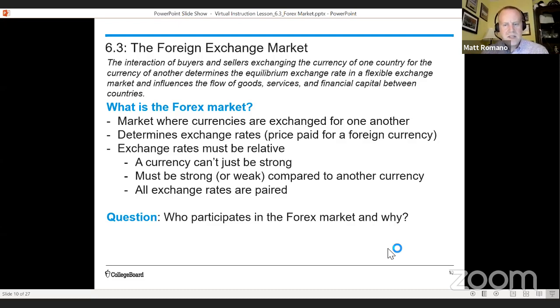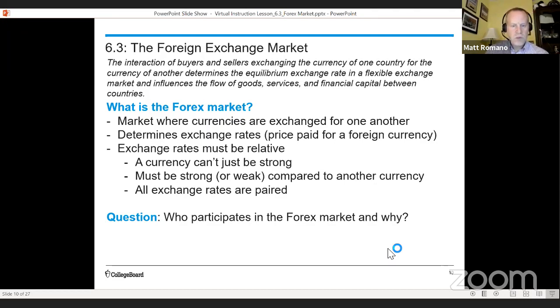Who is trading these currencies? And maybe more importantly, why are they trading currencies? Why are individuals participating in the foreign exchange market? So who participates in the market and why? There are many, many reasons for this. I like to boil it down to two that are almost all encompassing.